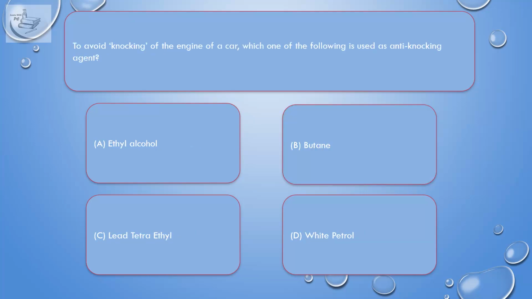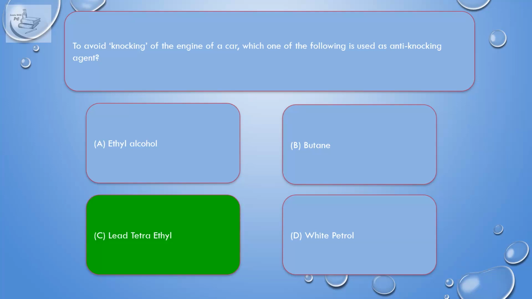Question: To avoid knocking of the engine of a car, which one of the following is used as an anti-knocking agent? A. Ethyl alcohol, B. Butane, C. Lead tetraethyl, D. White petrol. Correct answer is C. Lead tetraethyl.